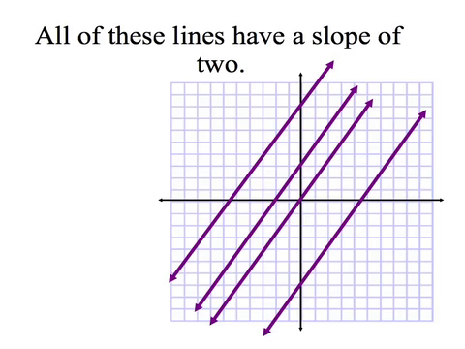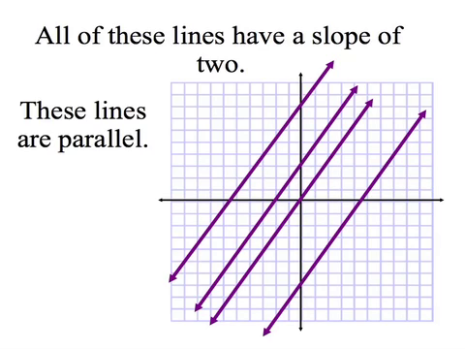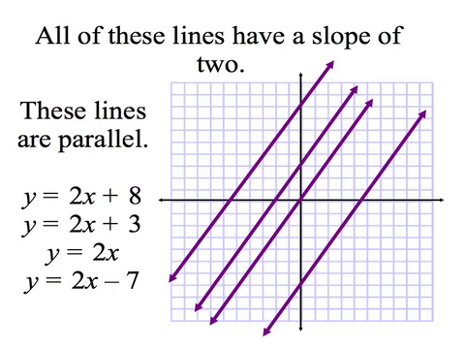Here's 4 lines that all have a slope of 2. You'll notice that these lines are parallel. Here are the equations for these 4 lines. You can tell that they're in slope-intercept form. The slopes are all 2. They all have a different y-intercept.